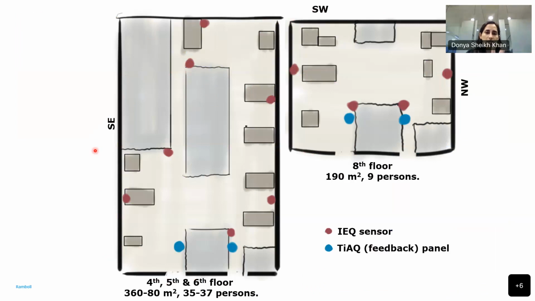And this is just to show you how the sensors were placed in the office space and design. We had some temperature sensors located at the red dots, as you see, and the TIQ panel, the feedback panel, placed at the entrances.